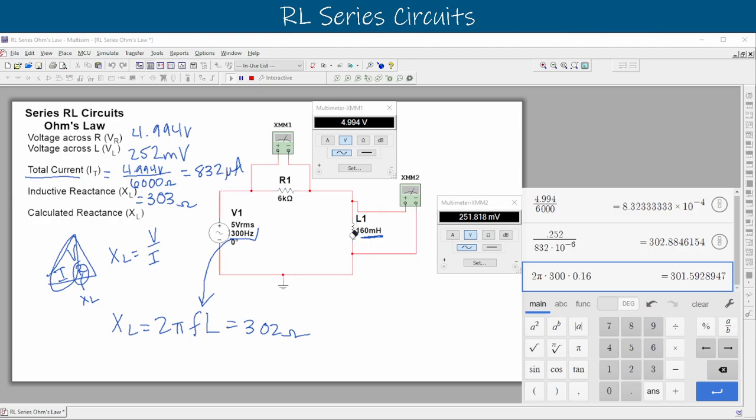So let's go do that. Let's clear out some of this and we'll jump into Excel real quick and we'll evaluate some of these using Excel equations. And then that's going to allow us to put in each of these voltage drops as we range our frequency here.